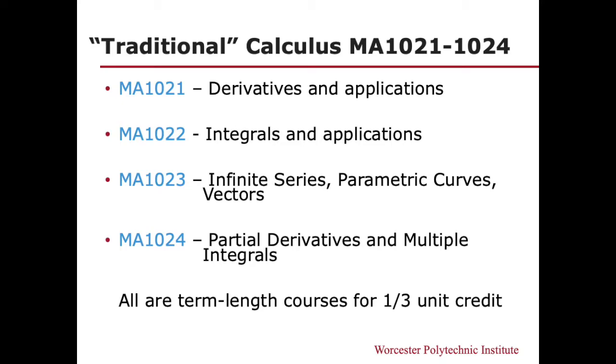Calc 1 is essentially differential calculus in one variable. Calc 2 is integral calculus in one variable. Calc 3 deals with infinite sequences and series, parametric curves, polar curves, vectors, some basic lines and planes in space. Calc 4 is basically calculus in 3D. Each one of these is a term-length course for 1/3 unit of credit. And again, these are what we would consider the standard calculus courses. Each one of these courses runs in every term, with the exception of Calc 1 in D term.